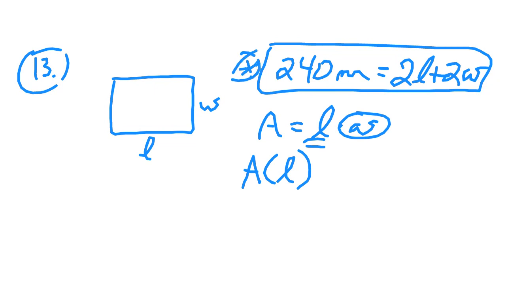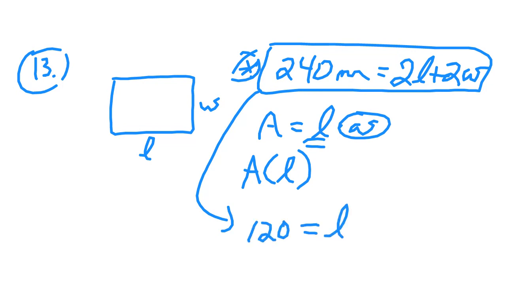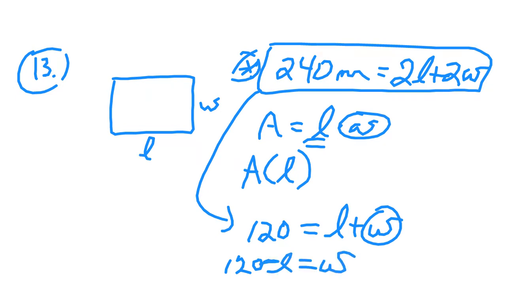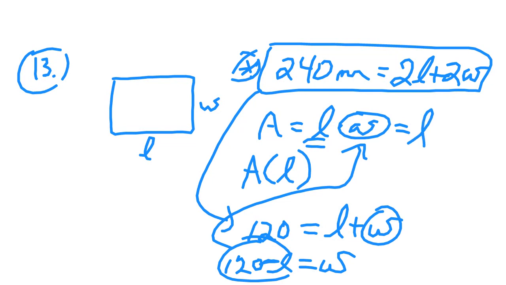Well, what we can do is utilize this equation up here. If I divide by 2, I know that 240 divided by 2 is 120, and 120 equals L plus W. So if I want to put W in terms of L, I can simply get everything else on the other side besides the W. So 120 minus L is going to equal the width. And so I can take 120 minus L and plug it in here. So the area in terms of L is L times, instead of W, 120 minus L.